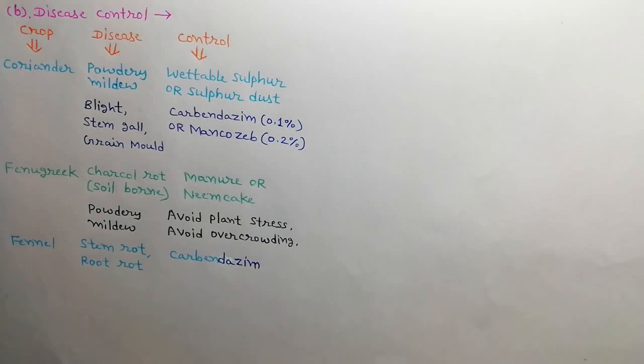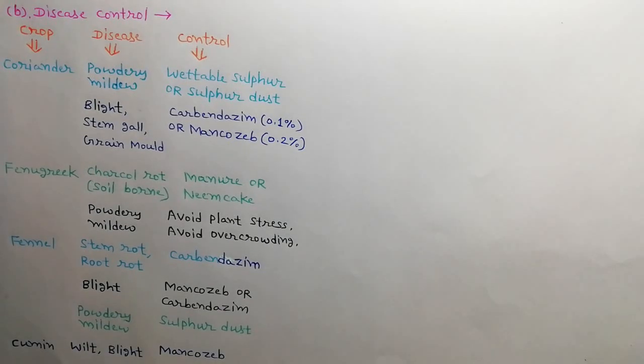In fennel crop, treat the seeds before sowing with carbendazim at 2 g per kg of seed to control stem rot and root rot. For controlling blight, spray of mancozeb at 0.2% or carbendazim at 0.1% is required and repeat after 10 to 15 days if necessary. Dusting of sulfur 300 mesh at 20 to 25 kg per hectare is effective against powdery mildew.